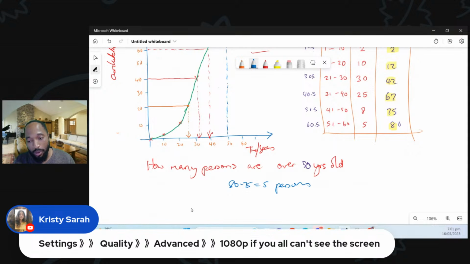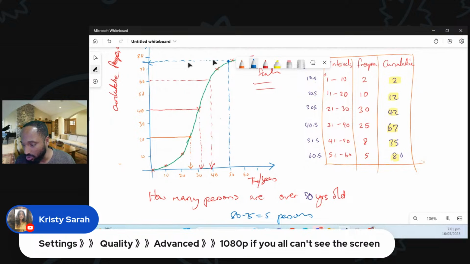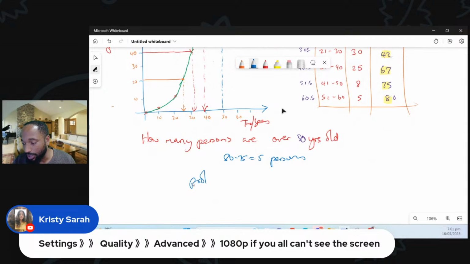Now, what's the probability of picking such a person? The probability of picking somebody over 50 is 5 out of the total, 5 out of 80. It should be 1 out of 16, so 1/16. That's the probability expressed as a fraction.